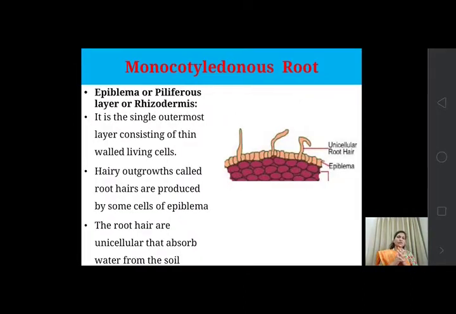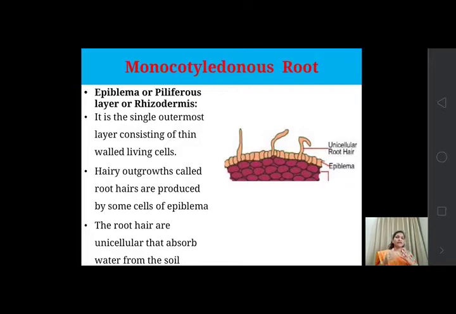The first part is known as the epiblema, also known as the piliferous layer or the rhizodermis. It is a single outermost layer. It consists of thin walled living cells, that is, parenchymatous cells. These epiblemal cells, which form the outermost covering, are compactly arranged, and no intercellular spaces are present.